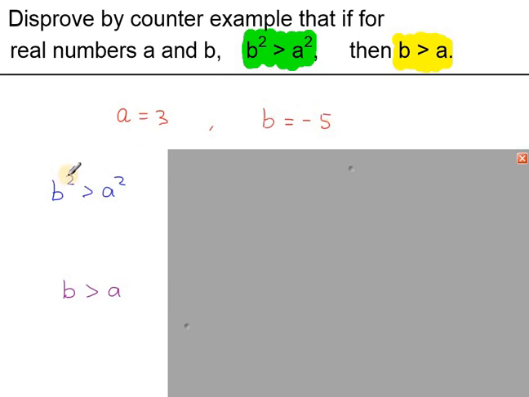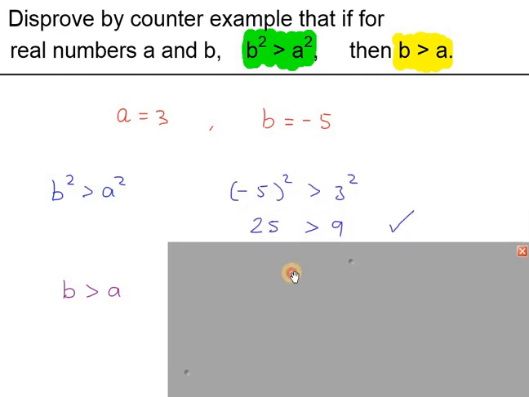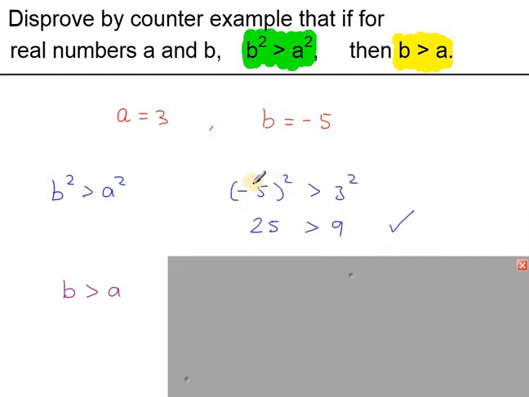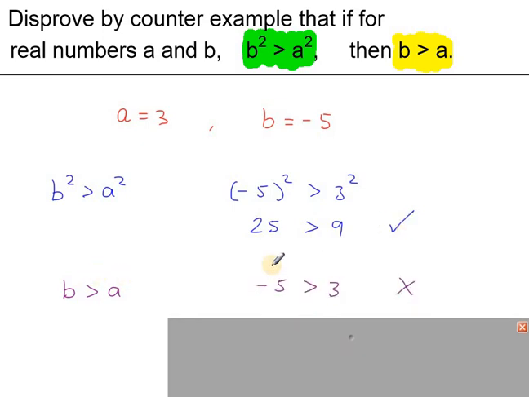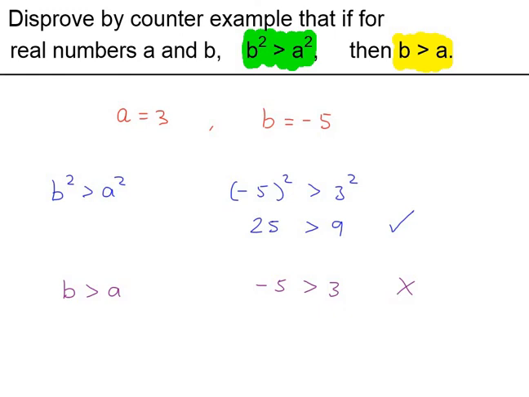If I substitute them into b squared and a squared and check this statement, so b squared 25, a squared 9, and yes, 25 is greater than 9, the statement's true. Now let's test this one. Minus 5 is not greater than 3. This statement is false. So we have shown that this is not always true. So we have given a counterexample to disprove this.